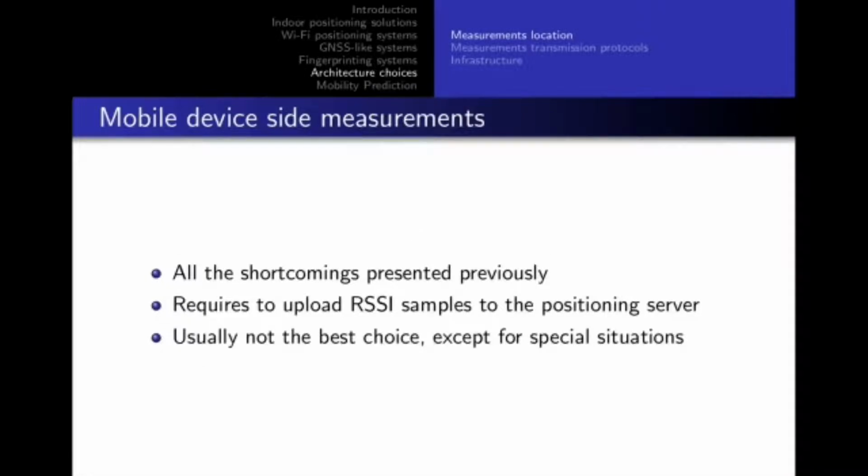So let's consider mobile device side measurements, which means that the measurements of the RSSI values are performed on the mobile device itself. So this has all of the shortcomings that I presented in the introduction of the indoor positioning systems. The problem is that you cannot develop RSSI measurements on each kind of device, and there are a lot of devices, hardware and operating systems that have to be tackled. So it's a huge work, except in special situations where you provide the devices to the people who use it. But this is the most simple case in which you perform the RSSI. You get all the samples from your device and you send these samples to the positioning server.